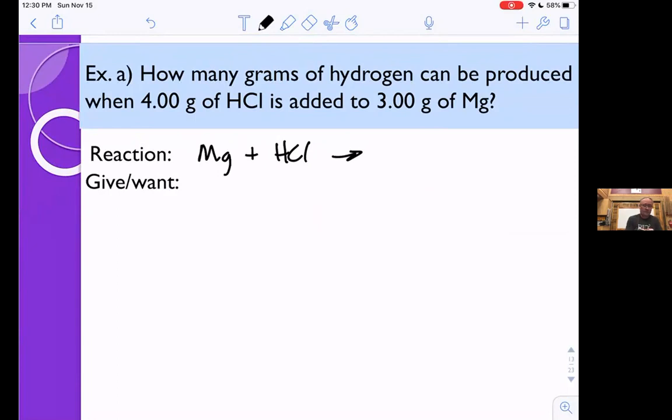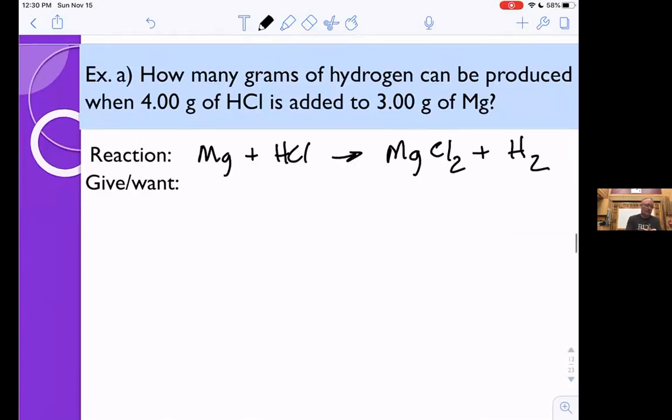So I'm going to get my hydrogen by itself, and my other product would be magnesium chloride. Magnesium's charge is 2+, chloride is -1. So I'm going to get MgCl2, and I'm going to be left with hydrogen. Hydrogen, of course, is diatomic, so I'll write my 2. I need to balance this equation with the 2 in front of the hydrochloric acid.